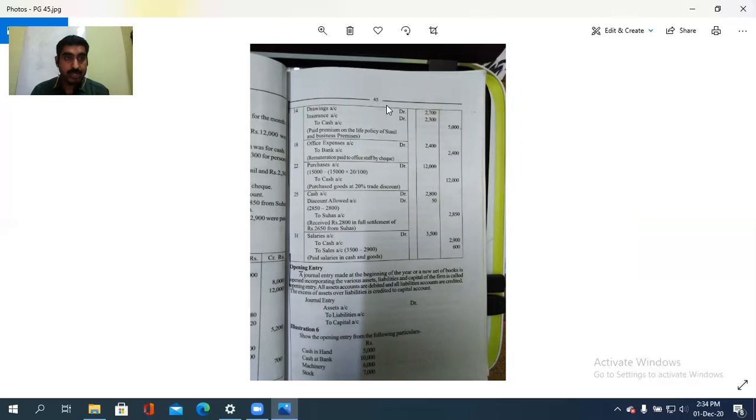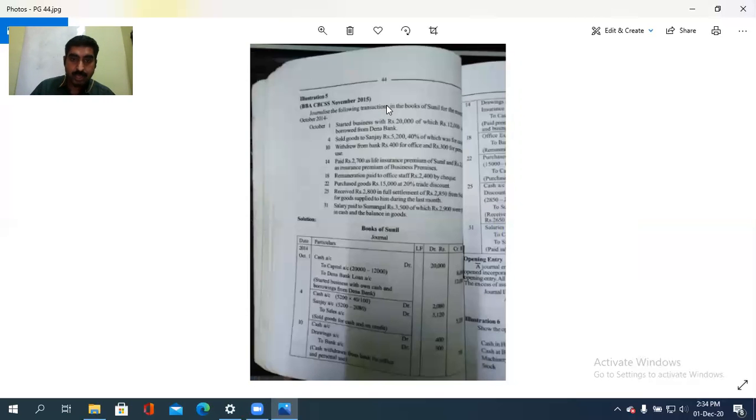So that is cash account debtor, that is the amount received. Cash is coming in, debit what comes in. Then expenses, discount allowed. It is an expense given to that particular person. So discount allowed account debtor to Suhas, that is the entry.